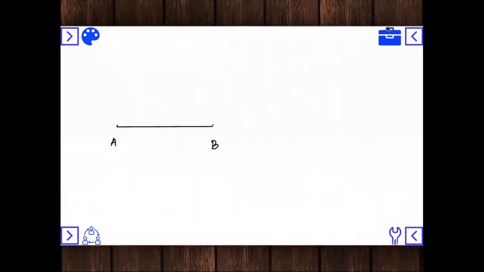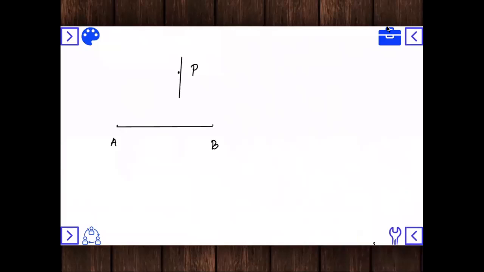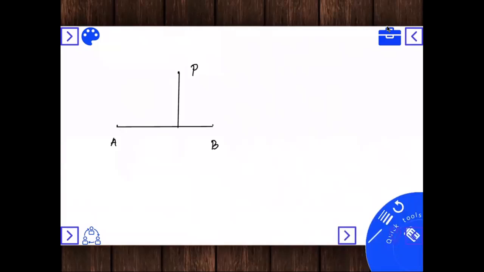Remember in the last question, P is on the line segment, right? But this time, I'm giving you a point that's not on the line segment. Let's say P is here, anywhere, P. How can we draw a line segment that's perpendicular to the given line segment using a straight edge and a compass?